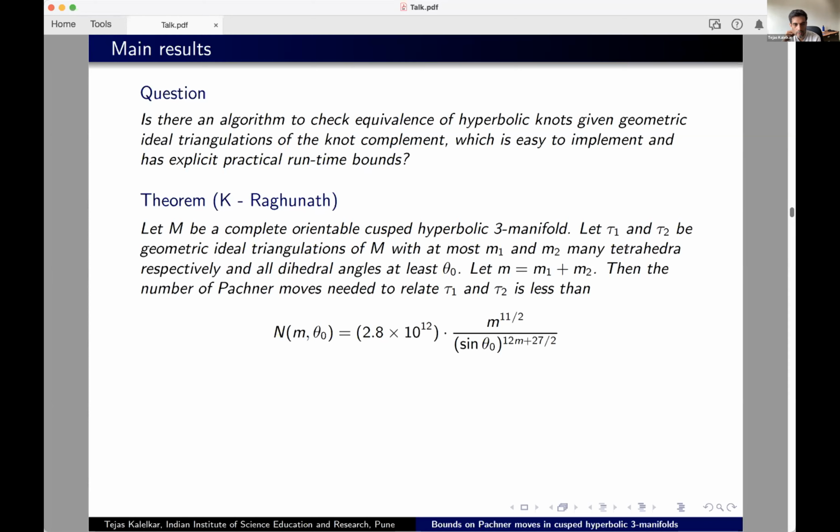So once you have a bound on the number of Pachner moves, as I argued before, you have an algorithm which checks the equivalence of the knot complements, and therefore the equivalence of the knots themselves.